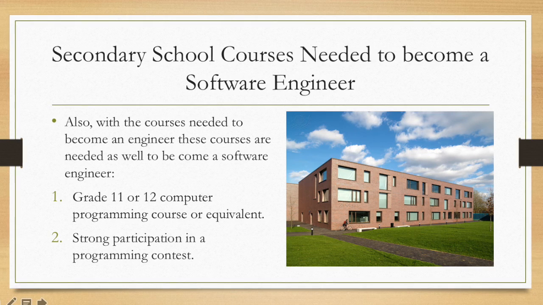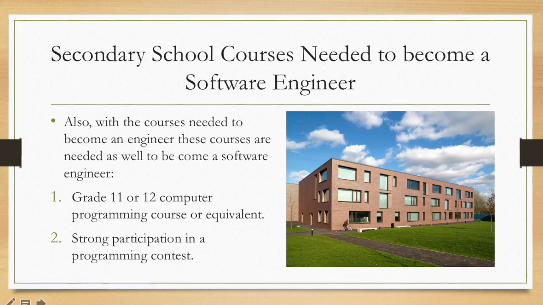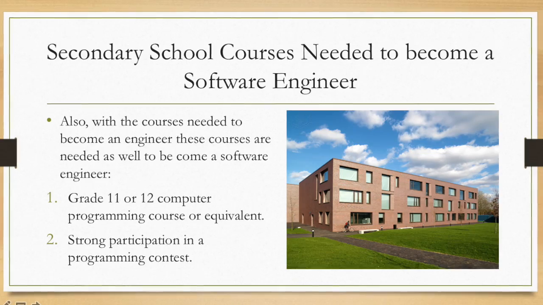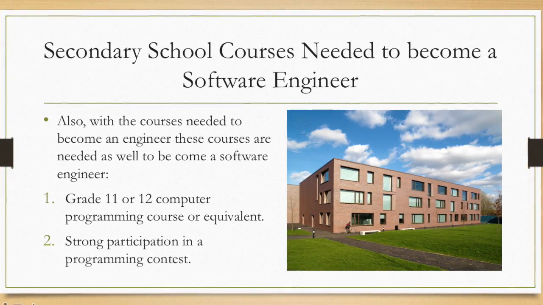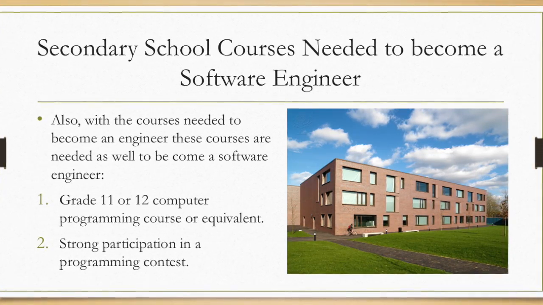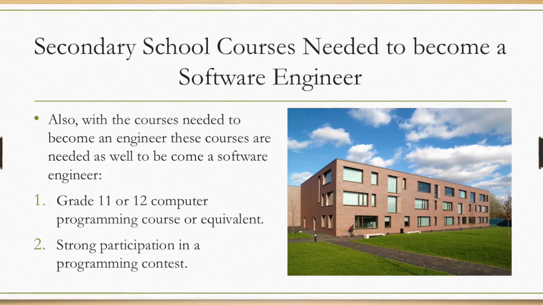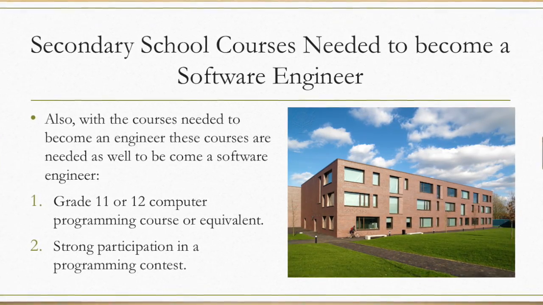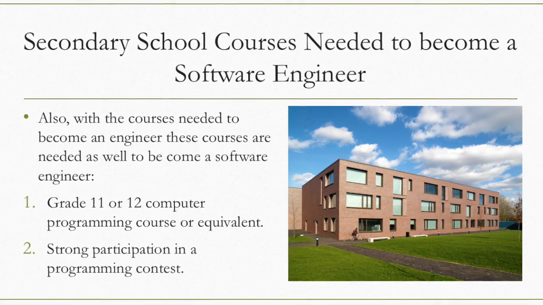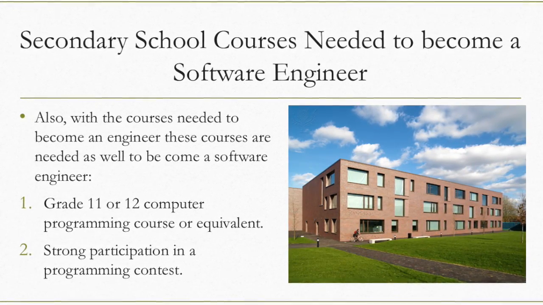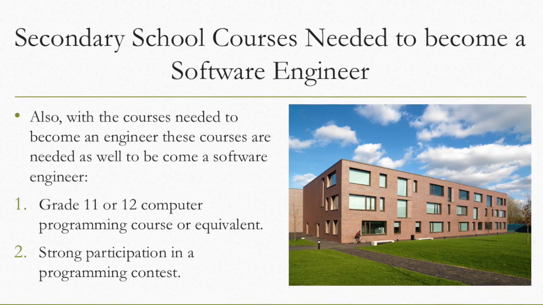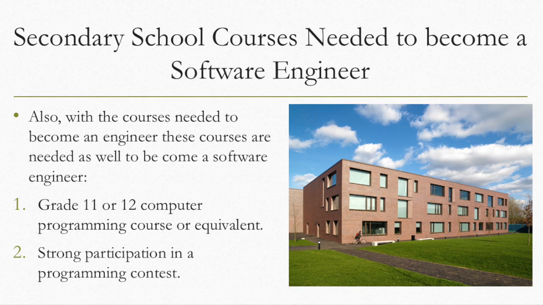Universities nowadays look at not just your performance in school, but also your performance in extracurricular activities, as well as taking and obtaining good marks in the courses shown on the previous slide. Universities want students who want to become software engineers to take a grade 11 or 12 computer programming course and compete and perform well in a programming contest. These tasks will show universities how well you can do at the next level of competition. It can also separate you from the average student who may not do these tasks.